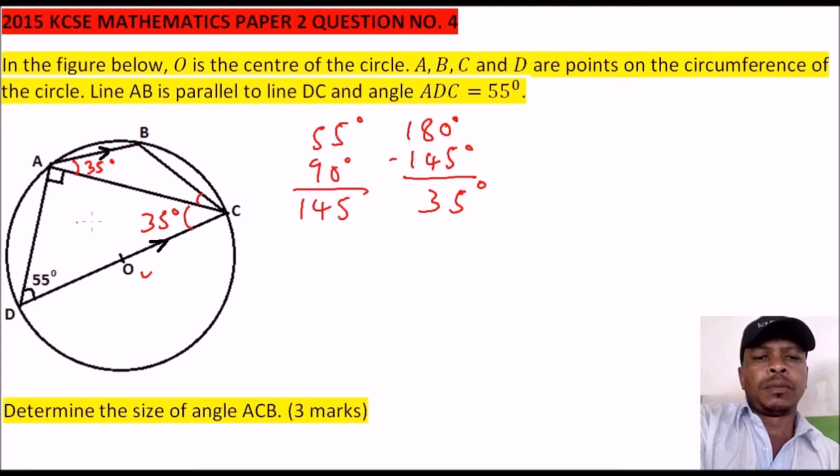Haya, kama tumepata hiyo angle, tunajua opposite angles of a cyclic quadrilateral, hii angle hapa na hii ya 55, they add up to 180. Kwa hivyo tukitoa 180 degrees tutoe 55 degrees, tutabaki na 25 degrees.